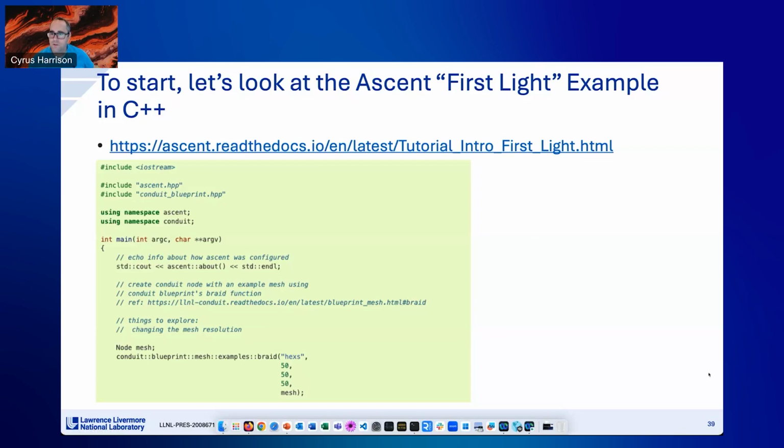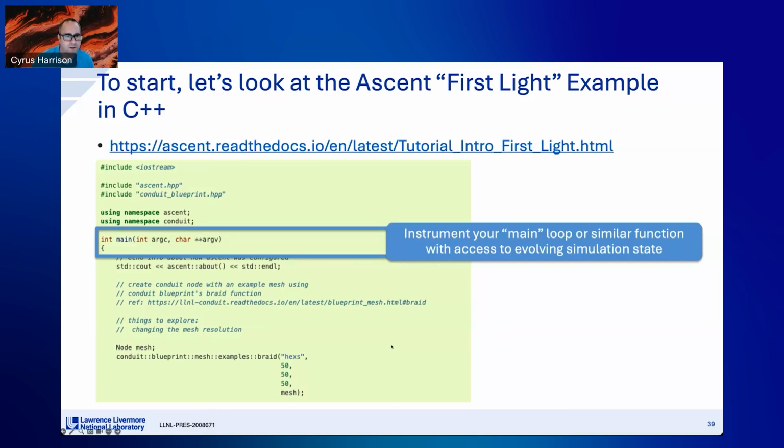Okay. So again, this is what we call the first light example. This is C++. Everything we do after this is going to be Python, but I hope to convince you that the C++ and the Python aren't horribly different. The purpose of this is just to show you how to make a picture with Ascent with some example data.